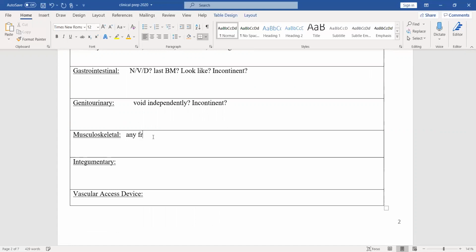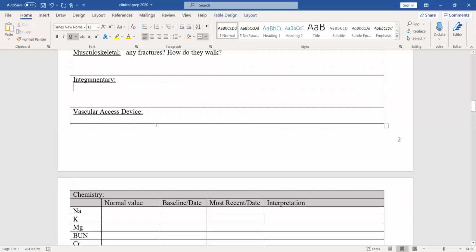Musculoskeletal, any fractures? How do they walk? Integumentary is pretty self-explanatory. Do they have any open areas, lesions, wounds, dressing, wound vac? That would be all here. And then obviously your vascular access device.